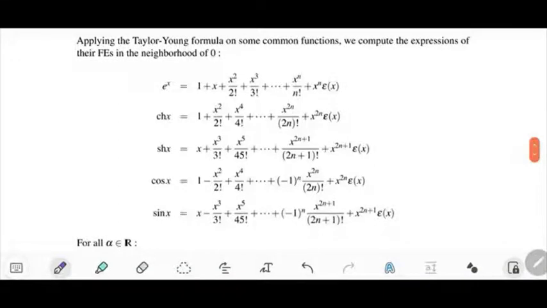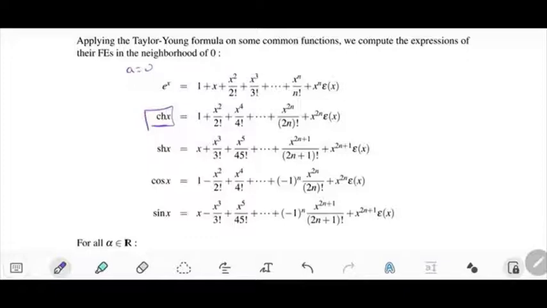Take, for example, the function e^x. The finite expansion, of course, using the Taylor-Young formula, will be given by 1 plus x plus x^2 over 2, etc. So here we are calculating the finite expansion in the neighborhood of 0. So we have the point a equal to 0. And if we calculate the finite expansion of ch x, you should try to do it yourselves.